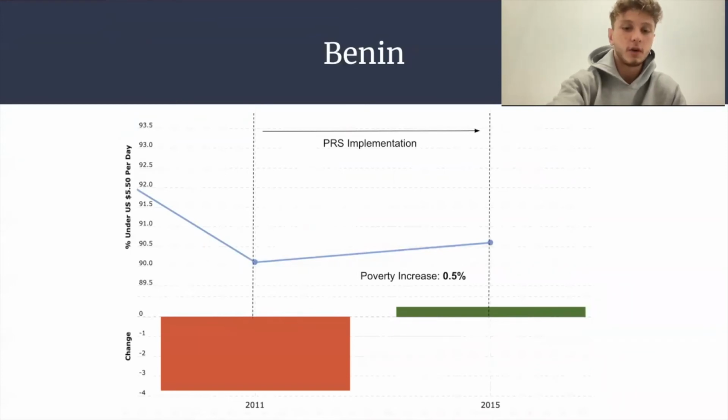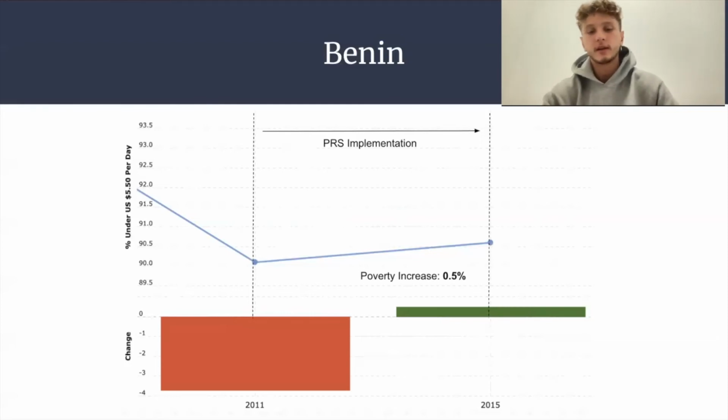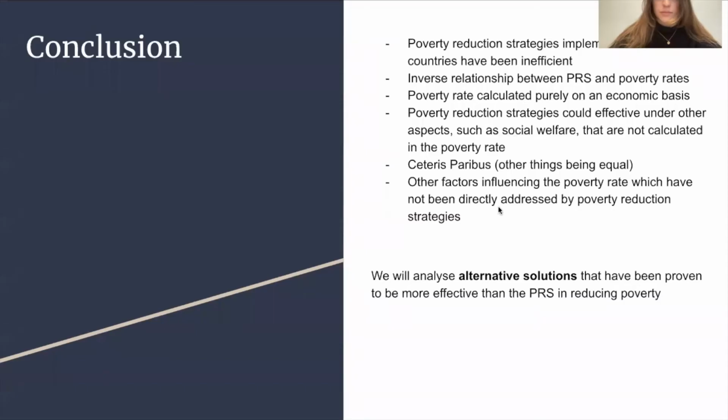These examples show not only that poverty reduction strategies can be ineffective, but could also lead to the opposite effect intended by the poverty reduction strategies. So from our data, we can conclude that the poverty reduction strategies implemented in certain countries have been inefficient, as there was an inverse relationship between the application of the PRS and the poverty rates.